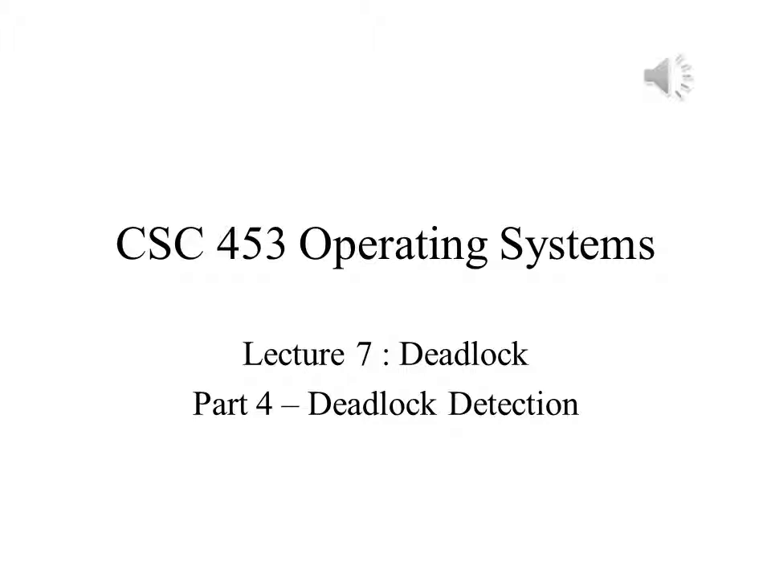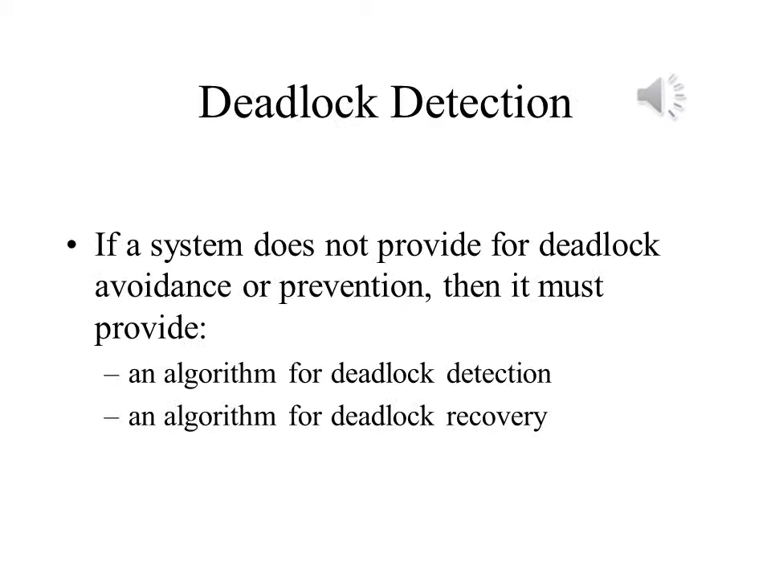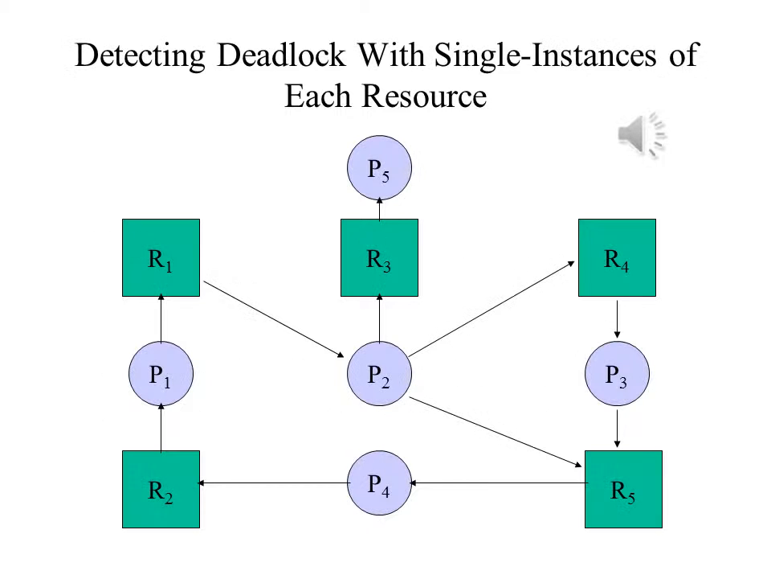In Part 4 of Lecture 7, we will discuss deadlock detection. Some systems don't avoid or prevent deadlock. What they do is detect it and recover from it. That means that such systems need an algorithm for each of these two tasks. In the case of single instance resources, we can use a graphical approach.